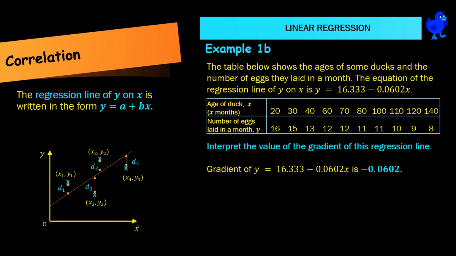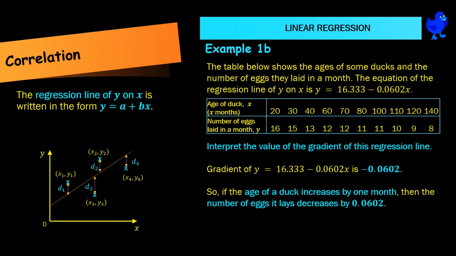So we first need to determine what the gradient is. Now, in the equation y equals 16.333 minus 0.0602x, the gradient is the coefficient of x. In other words, the value minus 0.0602. What this means is, if the age of a duck increases by 1 month, then the number of eggs it lays decreases by 0.0602, because of course the coefficient is negative.